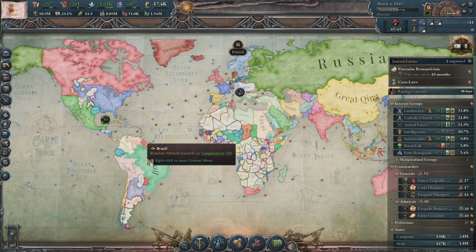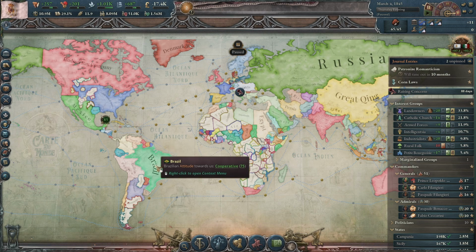Because if you're trying to do just a lot of trade with someone, you're probably better off just adding them to your market long term.